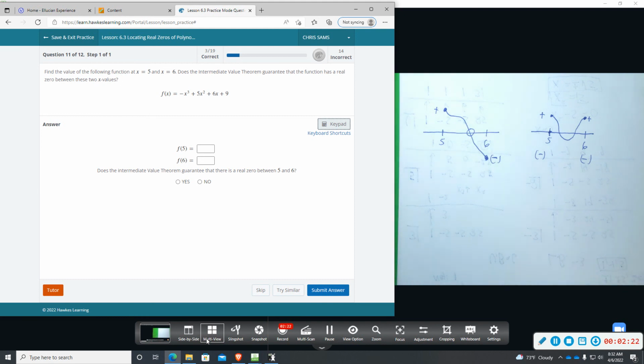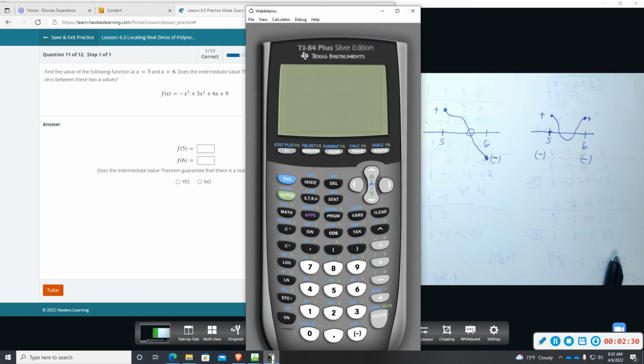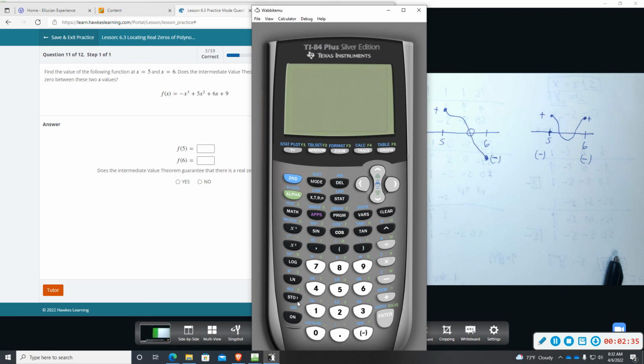We can do this with synthetic division, so by hand, or with the calculator, and I want to do both. It's pretty fast with the calculator. I'm going to turn it on, go to y equals, clear this out, and graph this equation: negative x to the third plus 5x squared plus 6x plus 9.